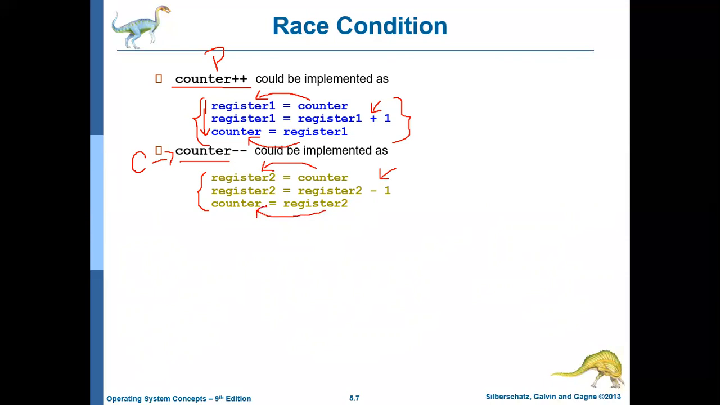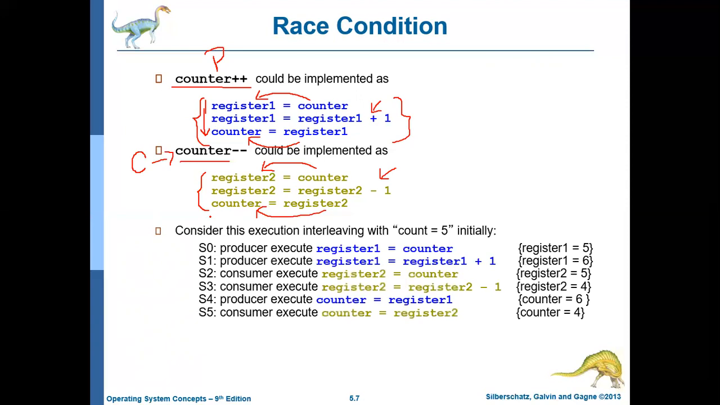So even though they are single statements in the producer and consumer, when implemented, they are implemented as three different statements. And if these two processes are running concurrently, this may lead to a data inconsistency problem. How it occurs, we'll discuss with an example.